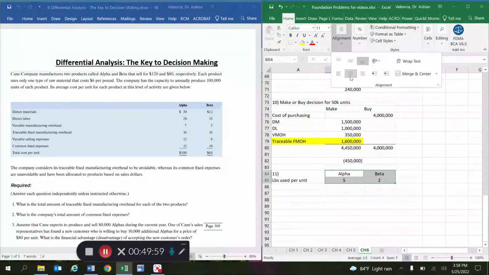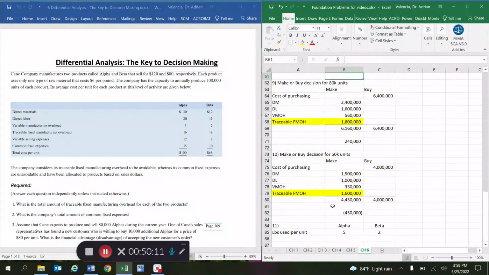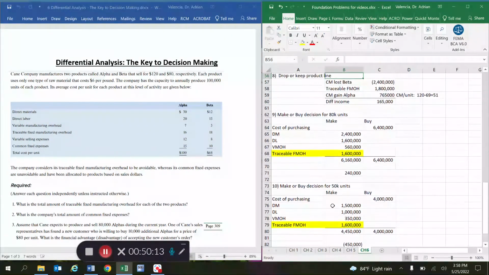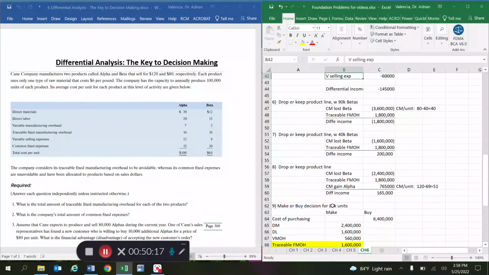We're headed into a constrained resource environment. Whenever we have one of our factors of production that is limited, we start thinking about the contribution margin in a very different way. So for example, if you had no constraints when we did this analysis between betas and alphas, beta has a contribution margin of $40 and alpha has a contribution margin of 51.